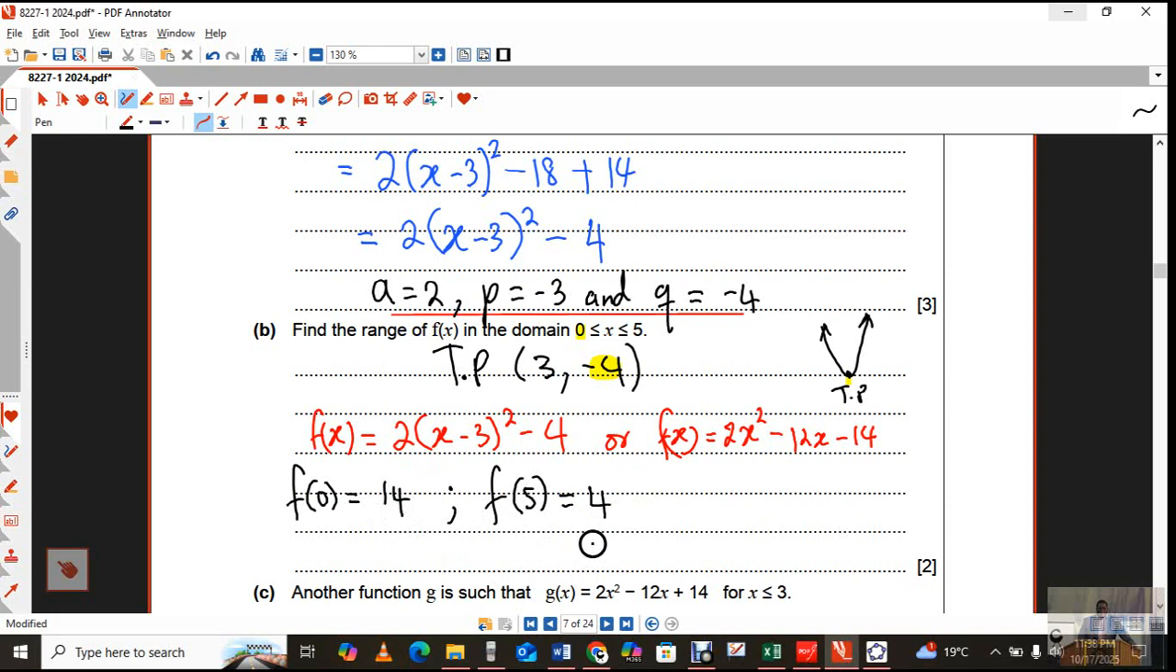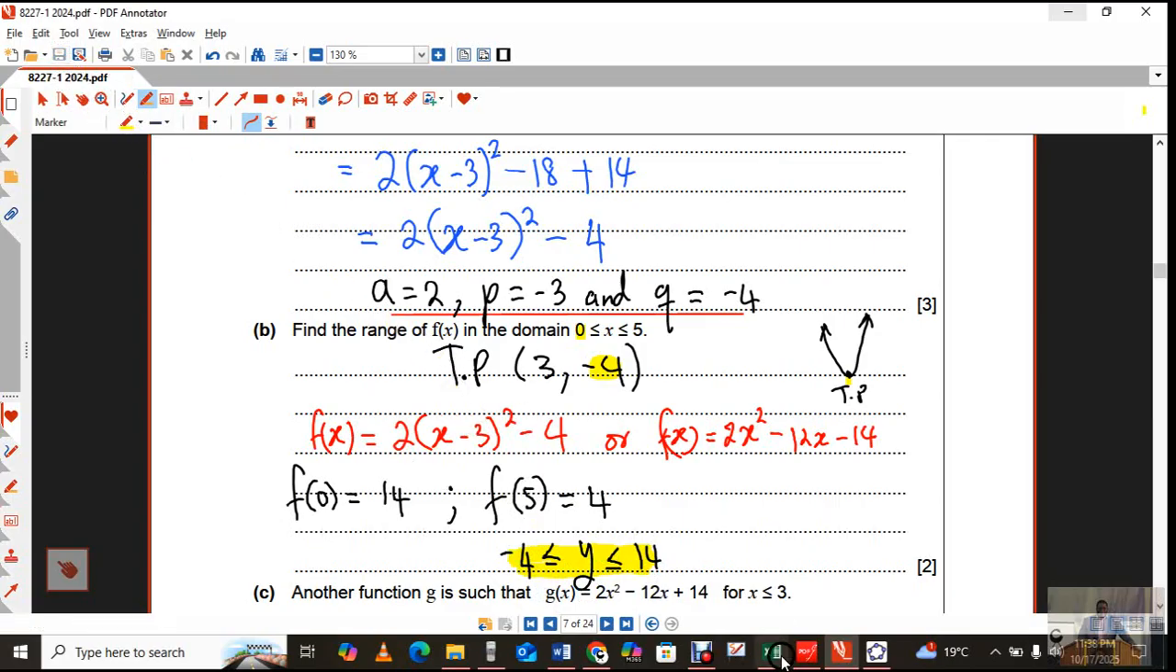So my range is going to be y less than or equal to 14, and the lowest part of the graph is negative 4, that turning point there. So this is what we are looking for. And you will surely see, if I graph that function, pretty much that.